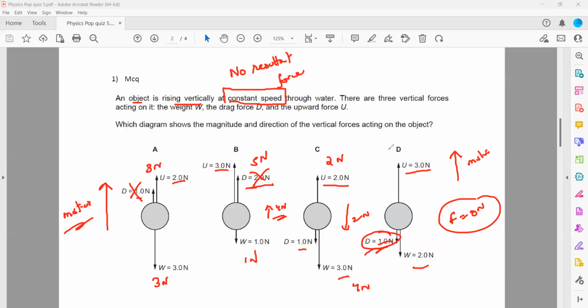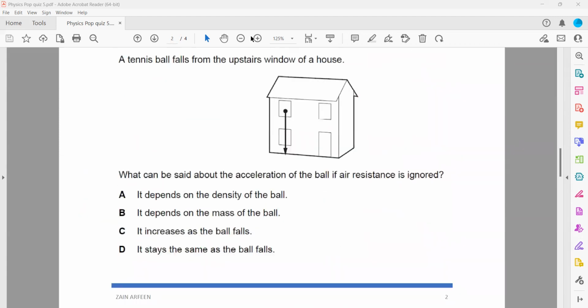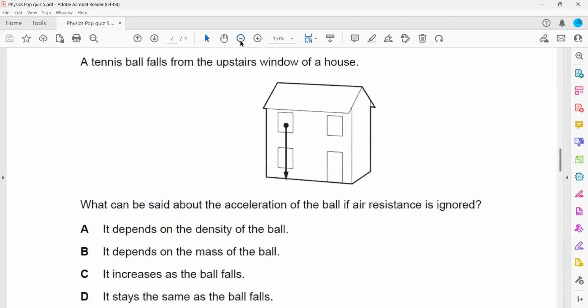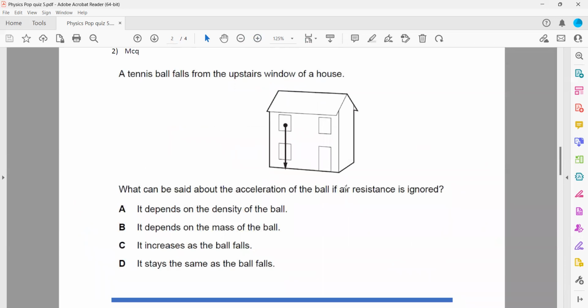Is this question clear? Why is D the right answer? So remember, drag should always oppose the motion. And the second thing, because the object is moving at a constant speed, there should be no resultant force acting on the object.